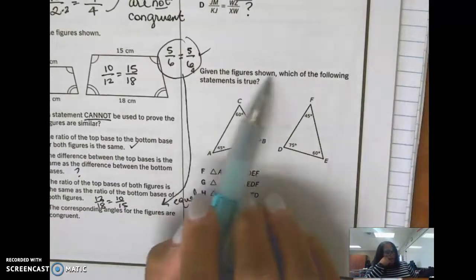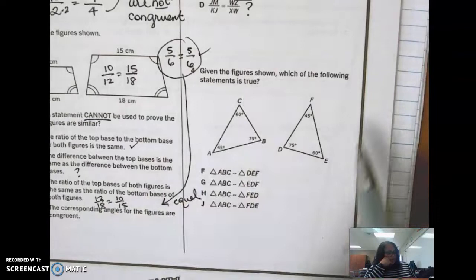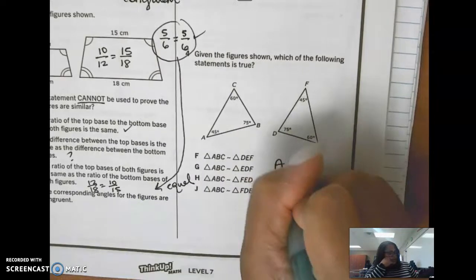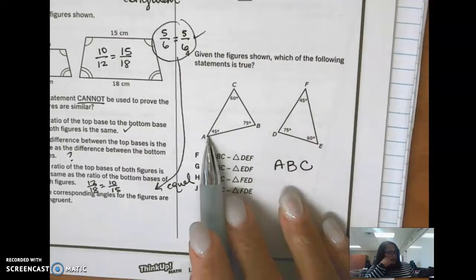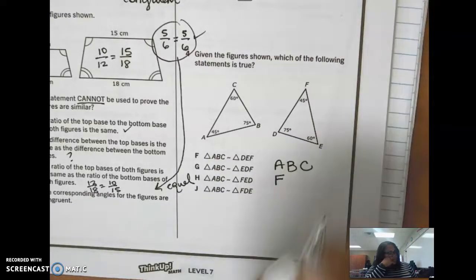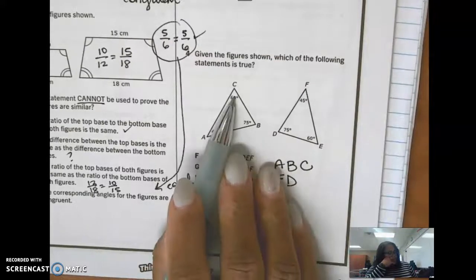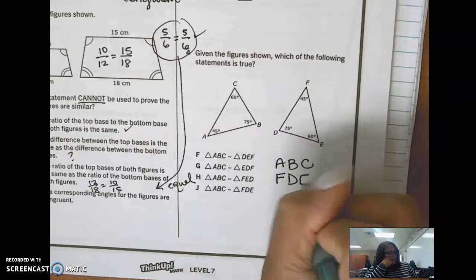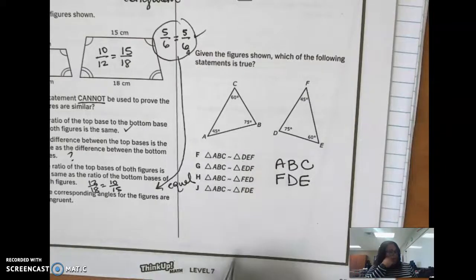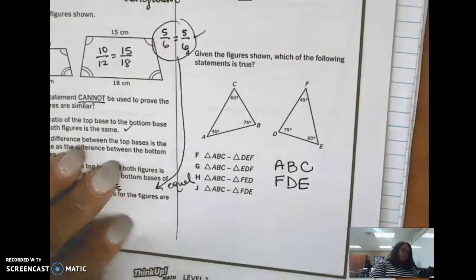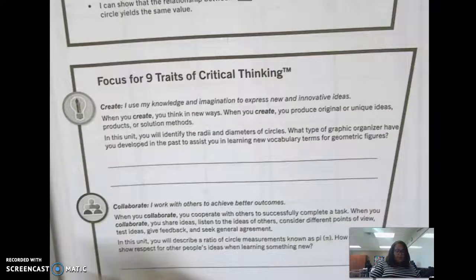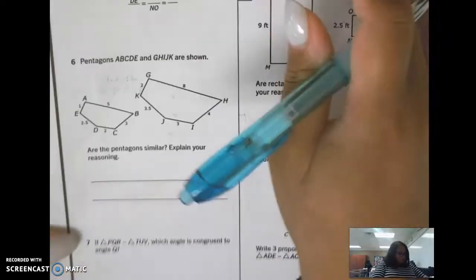Number 4, given the figures shown, which of the following statements is true? Okay, we've got to match angles with angles. So I would say A, B, C, and then I would find who's 45 degrees, that would be over here, F. Who's 75 degrees, that would be D. And C is 60. A, B, C, F, D, E. So I need to find the right one. Make sure you put triangle and triangle. And then the last part on page 180 or 86.